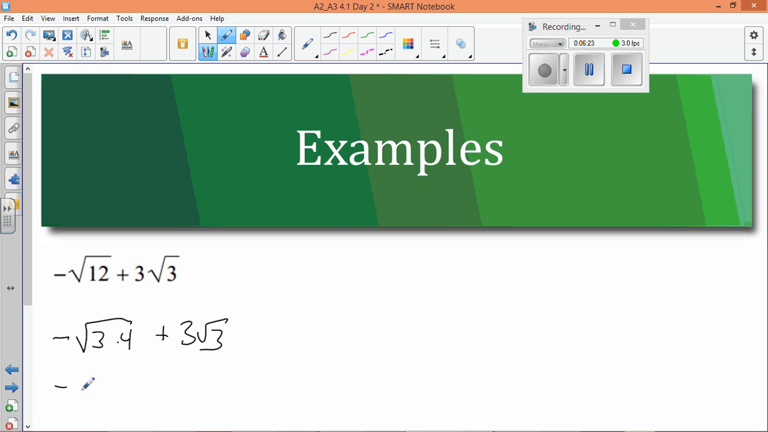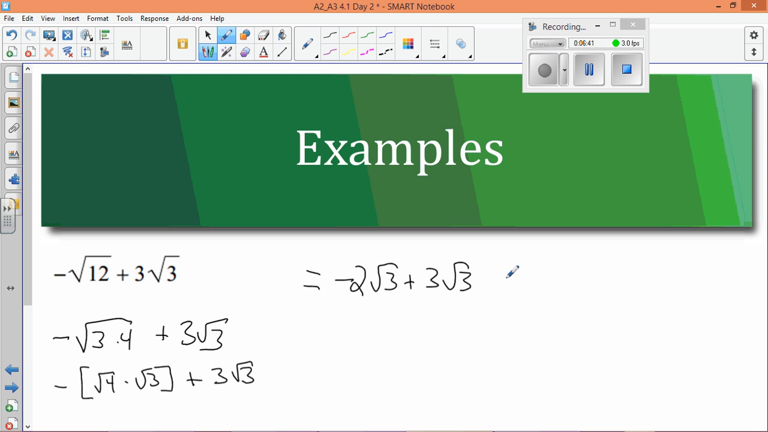This is negative, and I'm doing this as root 4 times root 3, when I split it up into 2 radicals, still keeping plus 3 root 3 on the end here. So this is negative. The root 4 turns into 2, the coefficient. I keep the root 3. Negative 2 root 3 plus 3 root 3.